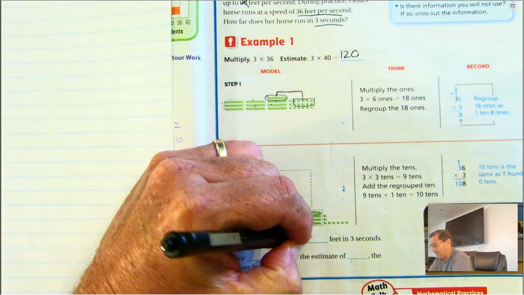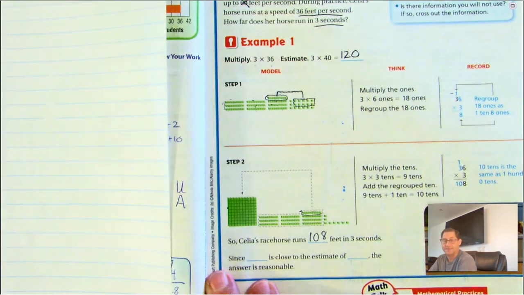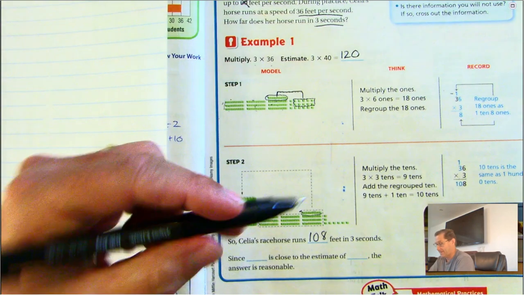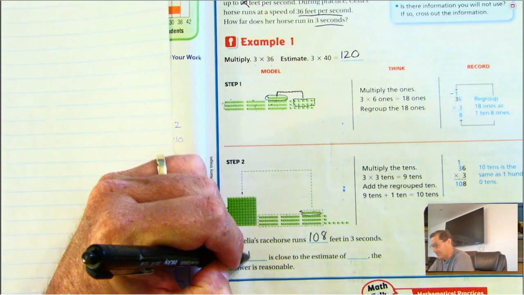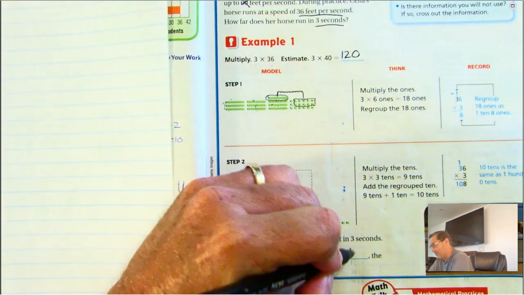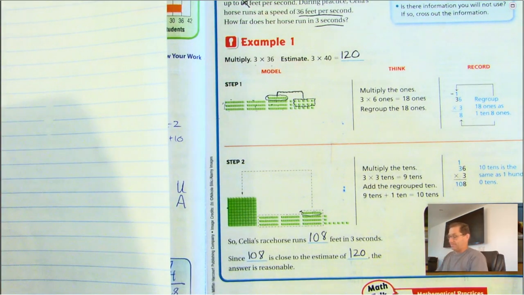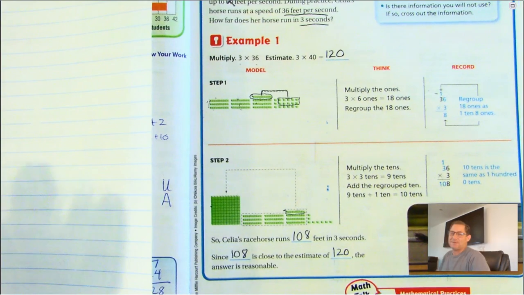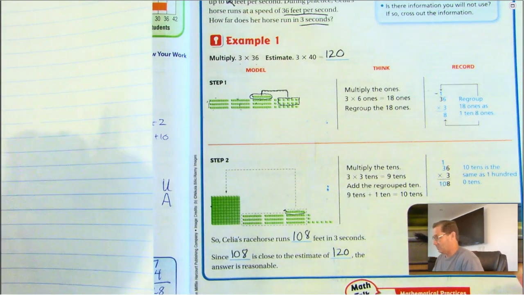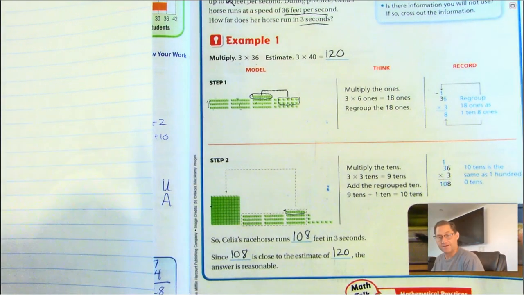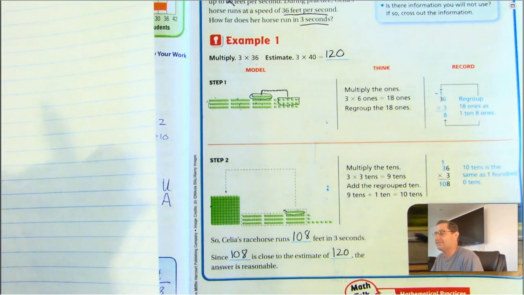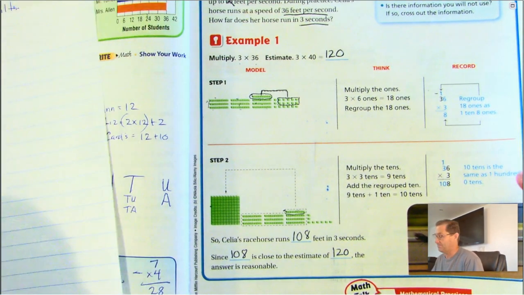So Celia's horse can run 108 feet in 3 seconds. Since 108 is close to an estimate of 120, the answer is reasonable. Now you may be looking at that and say, I'm not sure I understand. Well, that's fine. We're going to be doing some more examples, and by the time we're done with this lesson, I'm confident you'll understand.